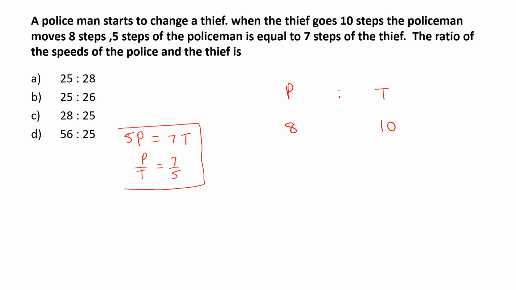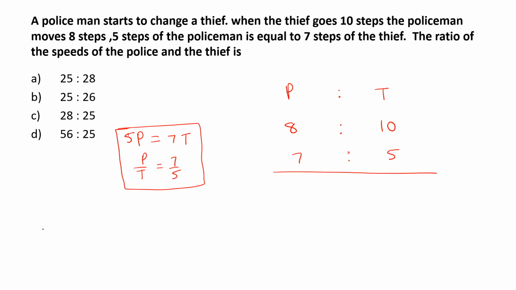7:5. This is what we have discussed in the previous sessions. But if you are not interested in writing 5P equal to 7T and deriving the ratio between P and T, you can directly do this: the 5 with the policeman, just transfer to the thief, and the 7 with the thief, just transfer to the police. That means 7 here and 5 there, and just derive the ratio.